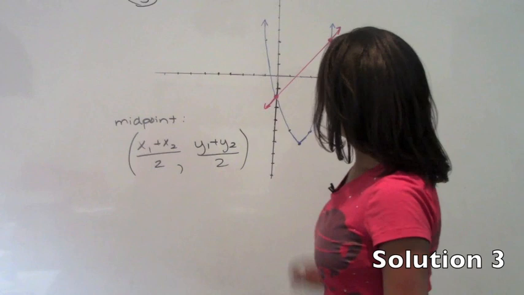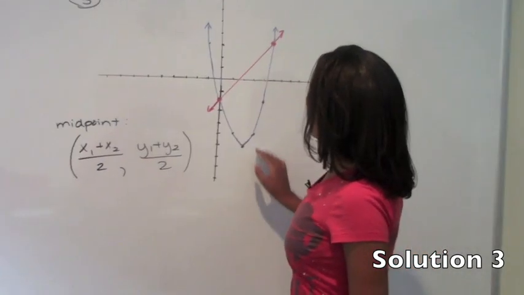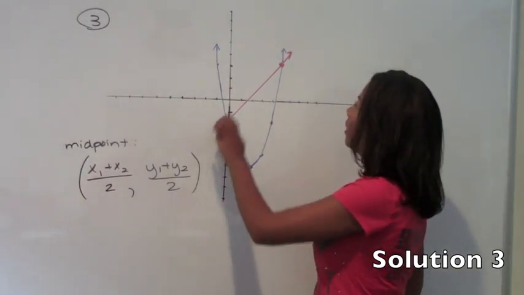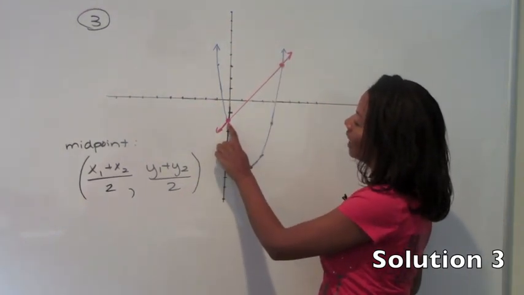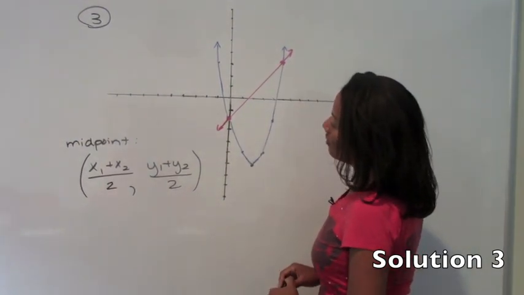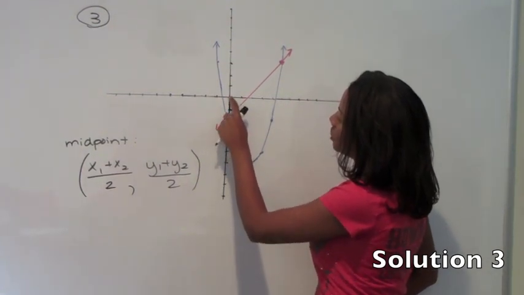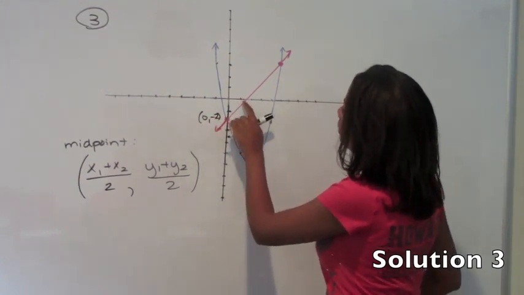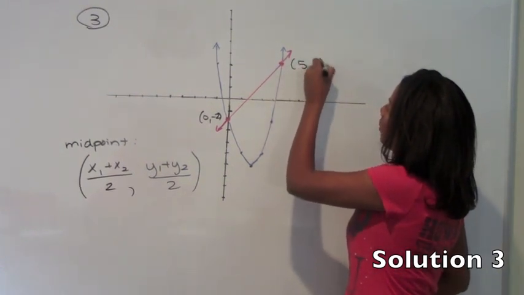Number 3. Number 3 asks us for the midpoint of the line segment whose endpoints lie on the parabola. So while this red line is actually a full line, the part of a line can be a line segment, so from here to here. So we want to find the midpoint of this line, so we have to know what the two endpoints are. So it's 0, -2 for this endpoint, and then this endpoint is 1, 2, 3, 4, 5 over and 3 up, so that's 5, 3.